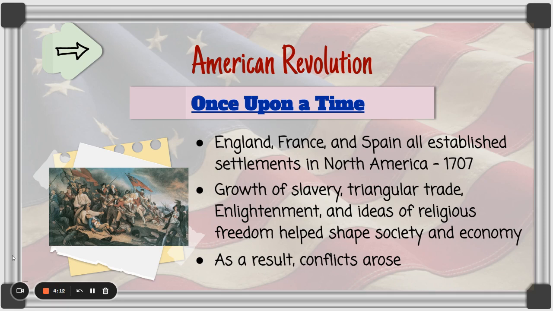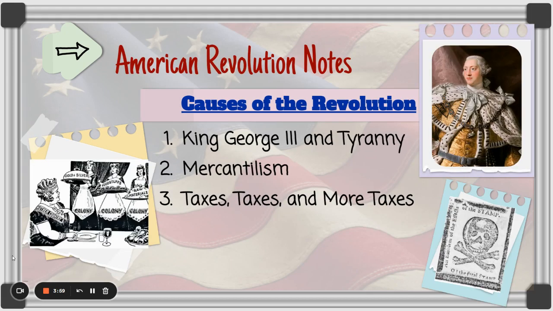The Enlightenment helped the idea of the revolution and all these new ideas about freedoms and how to shape society, the economy, and politics. And as a result of all this, of course, conflict arose. A couple causes: King George III and tyranny. King George, as you know, just overpowered the Americas, didn't want to let them become independent, said, "You are mine."